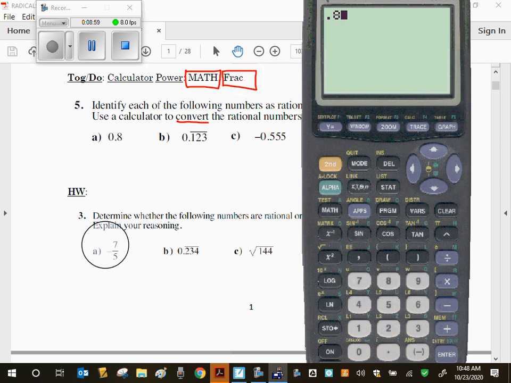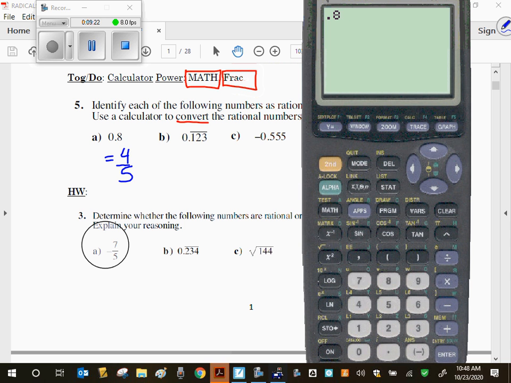This one is fun. You press math and then fraction. Try to find your math key. And then fraction and then enter. Sweetness. What'd you get? 4 over 5.